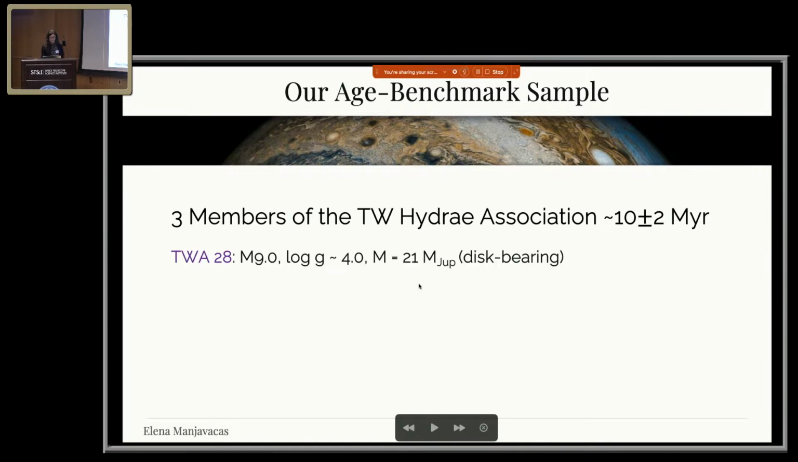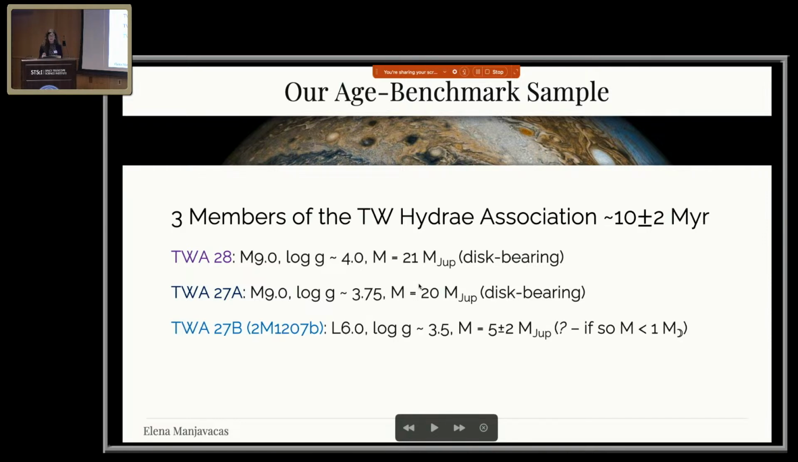As Kilamon said, this is very young. And we have 3 objects. So TW28, which is an M9 brown dwarf, about 21 Jupiter masses, has a disk. This one has already been studied from the ground. The same for TW27E, similar spectral type, similar mass. And 27A has a companion, 27B, which is also very well known as 2MASS 1207B. And this is about an L6 spectral type, and also has very low surface gravity.